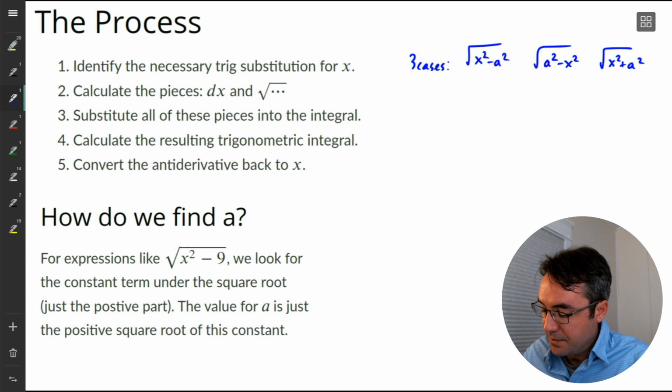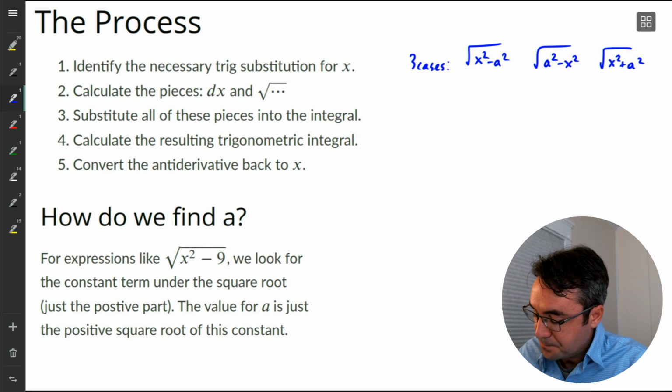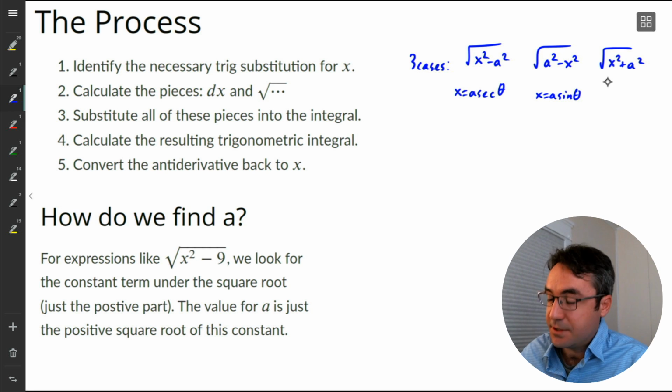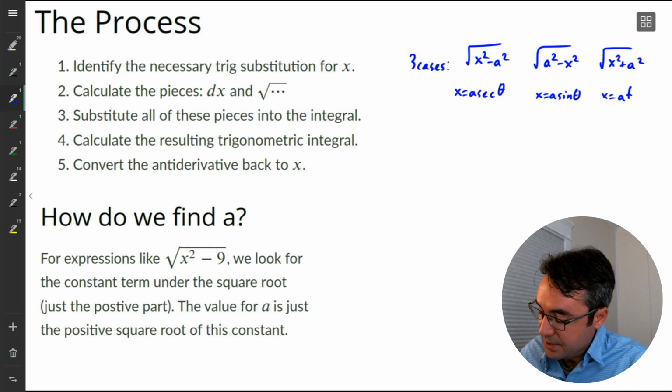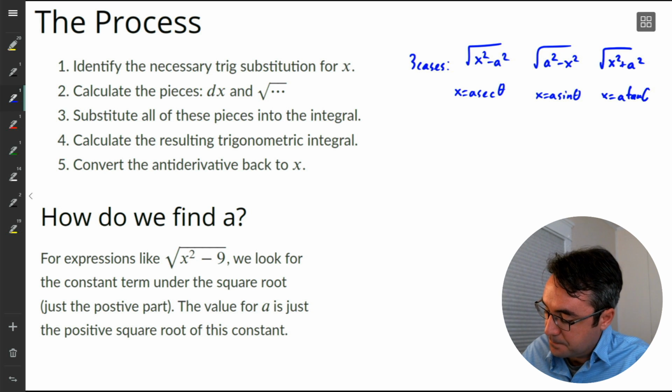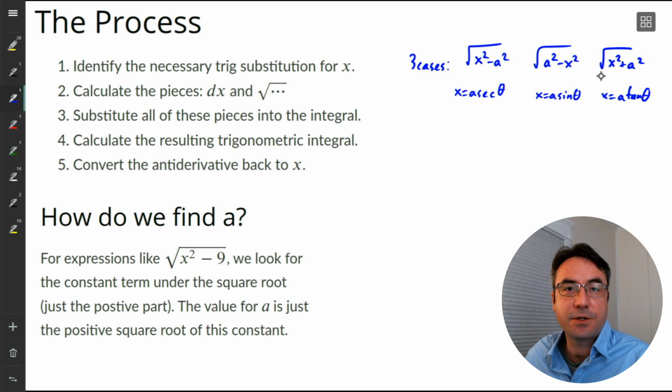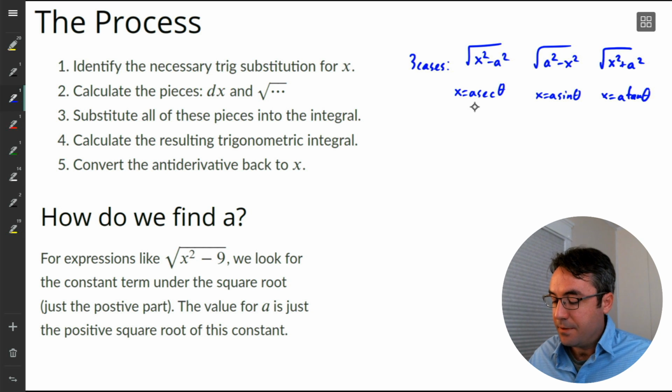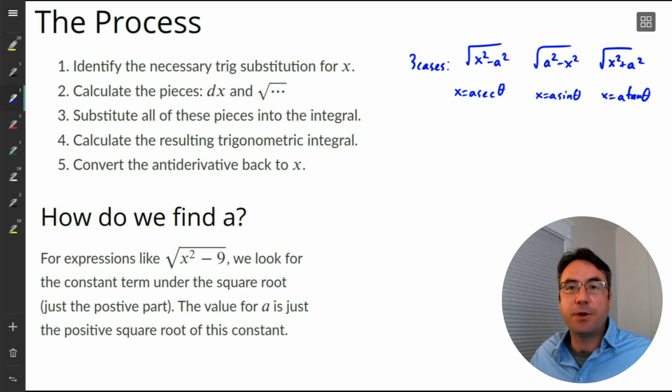So if we see this first one, we're going to let x equal a times secant theta. If we see this one, we're going to let x equal a times sine theta. And then that last one, we're letting x equal a times tangent theta. And that was in the chart that we just looked at. So if we saw one of those square root functions in our expression, then we just need to know which trig substitution goes with that square root term. All right, so that's the first step: just look at your integral and decide what you're going to pick for x.